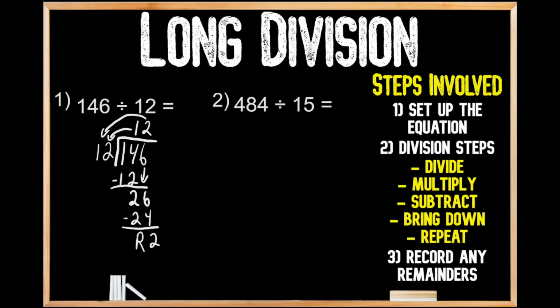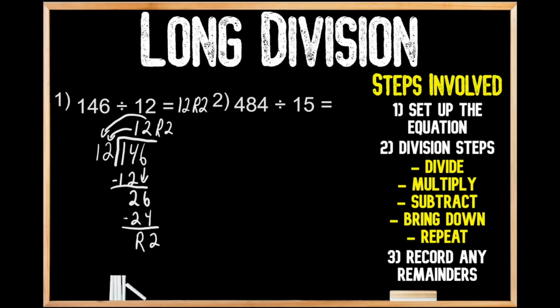So our answer wasn't a perfect whole number. So when we're answering this problem, we're going to express this as 12 with a remainder of 2. So when we divide 146 by 12, we get a quotient of 12 with a remainder of 2.